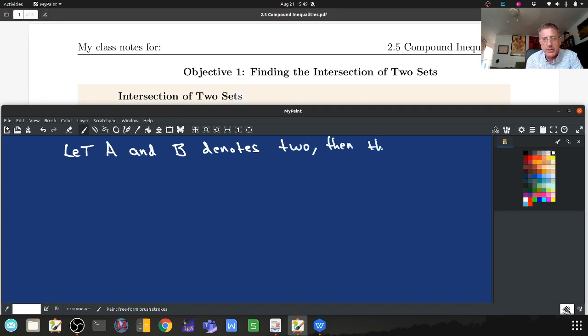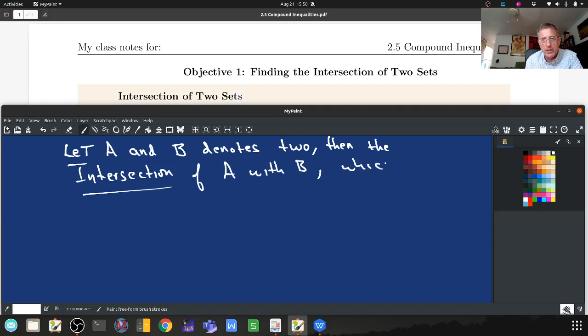Then the intersection, and that's the word that's being defined here, so I will underline it, of A with B, which is denoted. Denoted is just another way of telling you how we're going to symbolically write it. A, and the symbol for intersection is an upside down U, and it's read A intersect B, or the intersection of A with B.